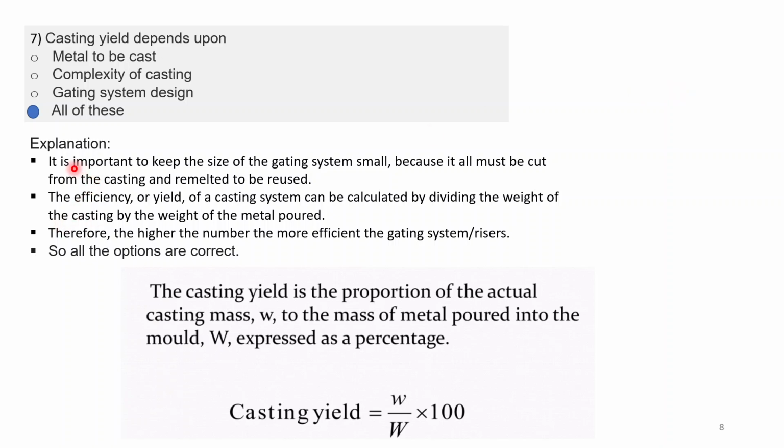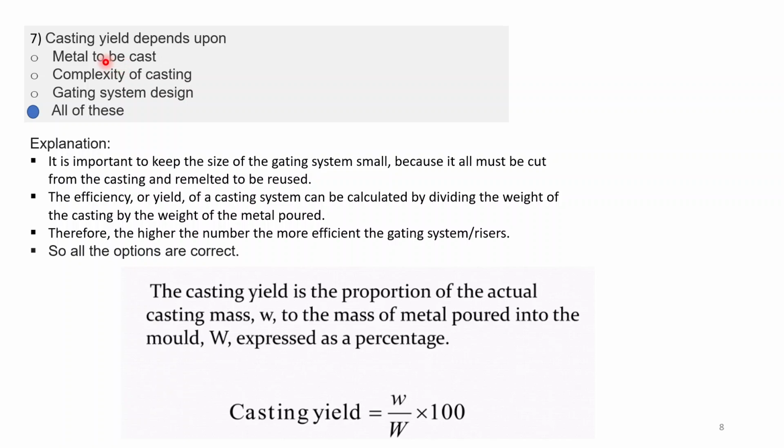Okay, so it is important to keep the size of the gating system small, because it all must be cut from the casting and remelted to be reused. The efficiency or yield of a casting system can be calculated by dividing the weight of the casting by the weight of the metal poured. Therefore, the higher the number, the more efficient the gating system to the risers. So all these options are correct.